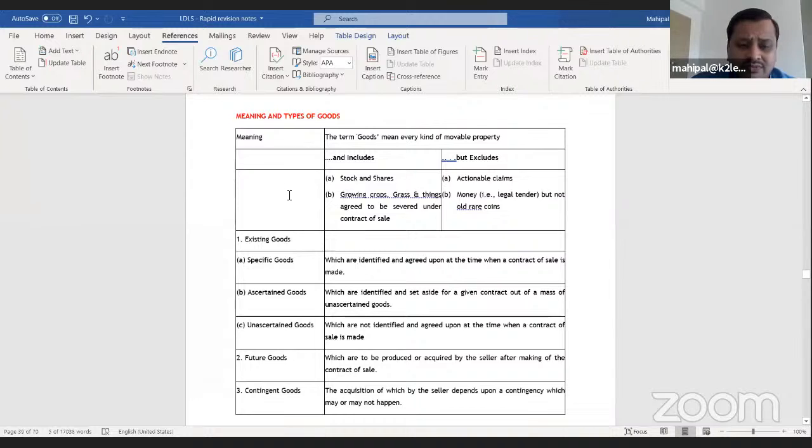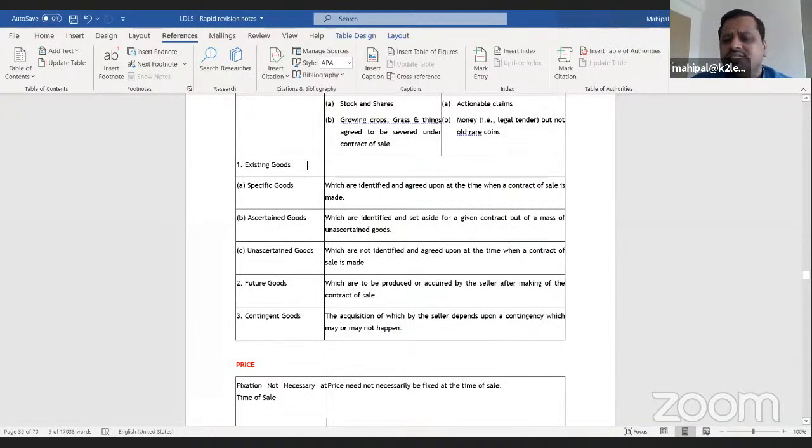We have seen this. Now, types of goods. Number one, existing goods. Existing goods are those goods which are in existence with the seller at the time of formation of contract of sale. This could be specific goods which are identified and agreed at the time of formation of sale. Unascertained goods which are not identified at the time of formation of sale. Ascertained goods which are set aside after the formation of sale. Future goods which are not in custody of the seller at the time of making the contract. It will be either produced or acquired after the formation of contract of sale.